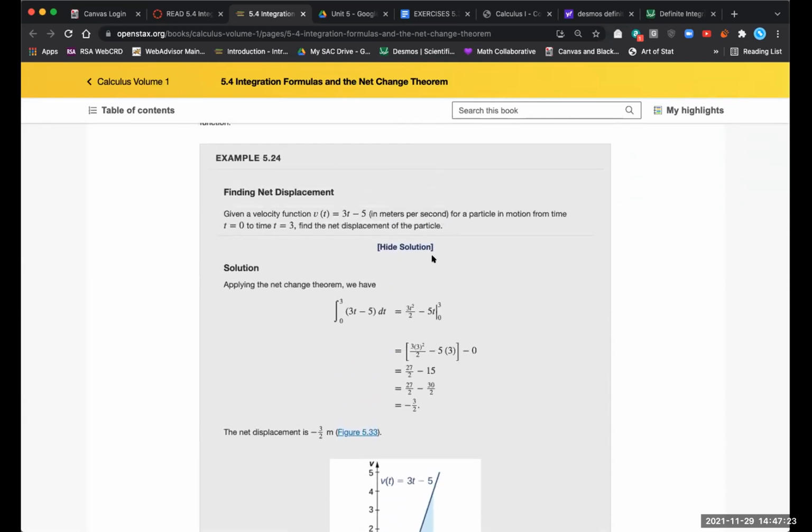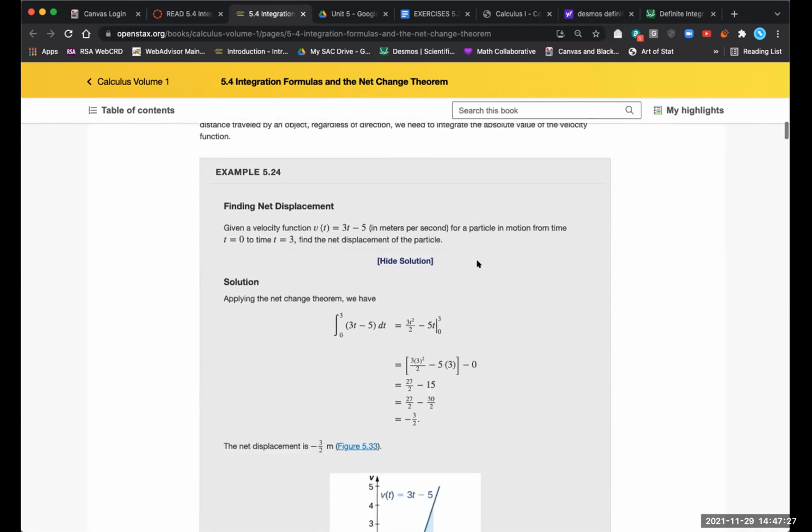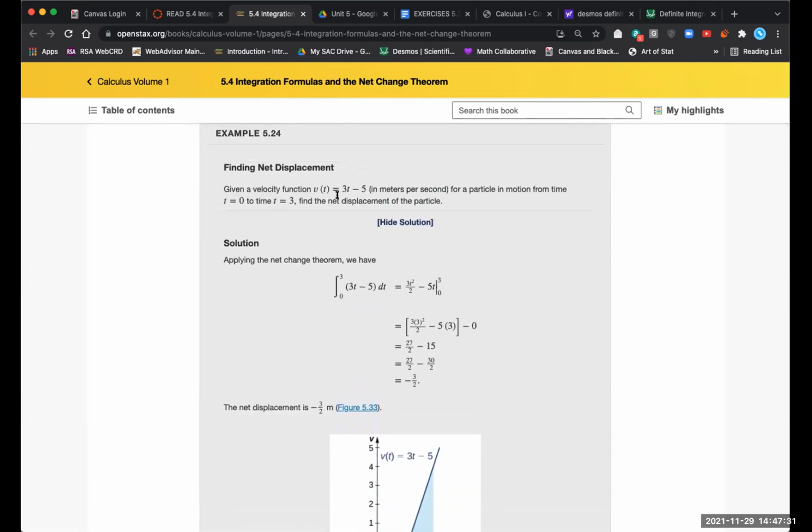If I know its velocity function, how do I know where it ends up from its original place, right? After a certain amount of time, how far am I from the original place? So you just integrate that velocity function over the interval that we're looking for from 0 to 3.